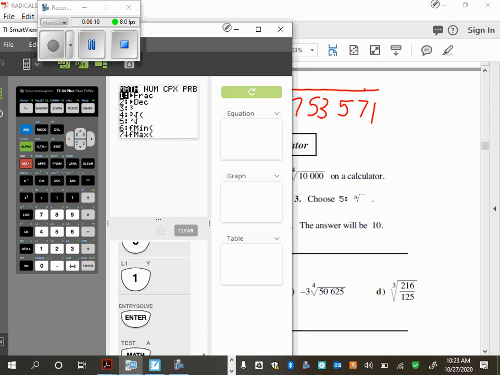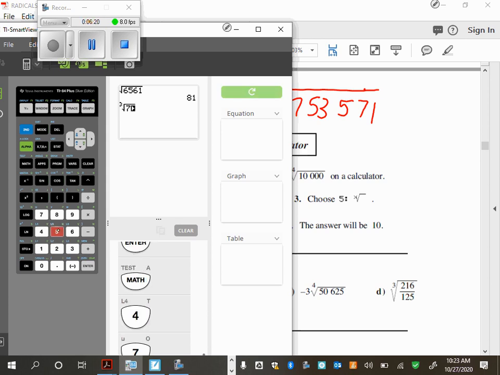Is it 4 or 5? Yeah, 4. 4 is the cubic root because there's a root sign. So 4 gives you cubic root, and then you just punch in the radicand. 753,571. What'd you guys get? 91. That sounds made up. I apologize. That's perfect. 91 times 91 times 91 equals that radicand.